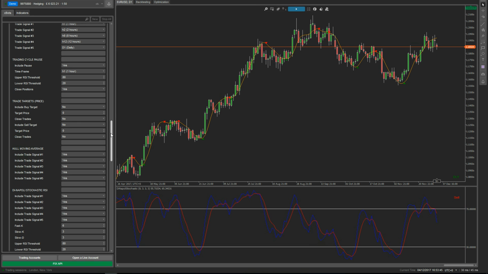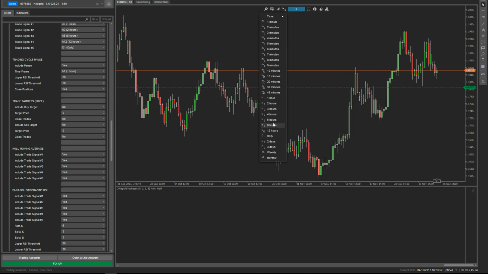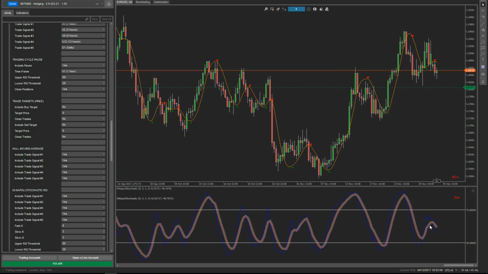I normally leave them all by default, yes, but you can experiment with different parameters to come up with different results. So the same with the Naples stochastic. If you just had, say, include trade signal free is 8 hours, it would mean that on the 8 hour time frame, the Naples stochastic has to be buy or sell, and it wouldn't wait for all the other time frames to say buy or sell. I hope you understand what I'm trying to say.